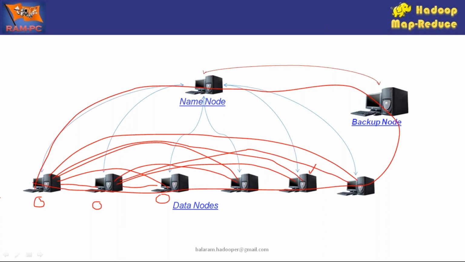So each machine is connecting to other machines. There is internal communication with all, but for any communication the approval should be from the name node, because the namespace is available in the name node. Right? Yes, got it.